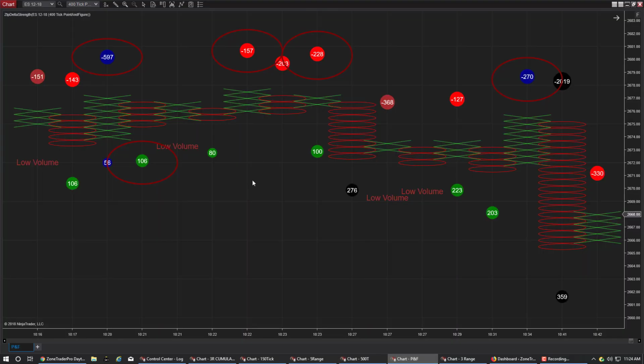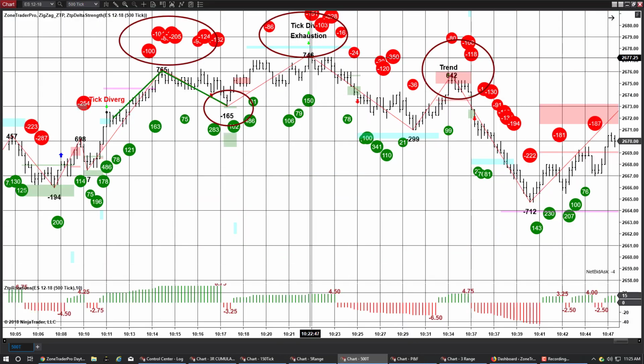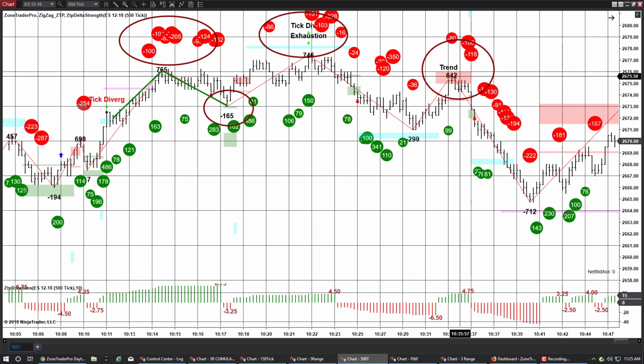Although on the point and figure chart, we did have a down bar with a delta strength buy number, and we did have a trapped buyer and POC absorption buy down here. But the trades that we should really be concentrating on are the tick divergence and the trend trade here.